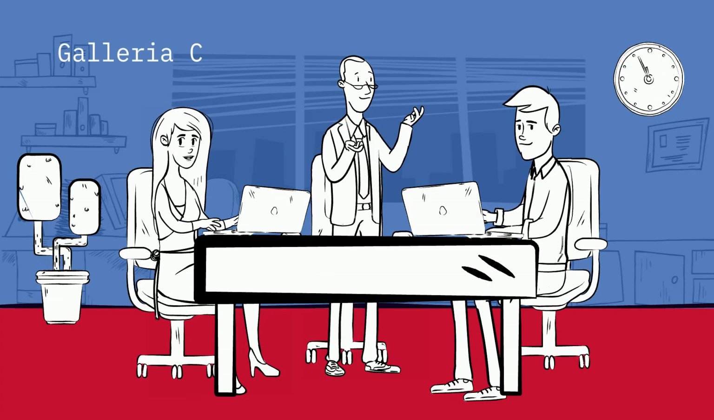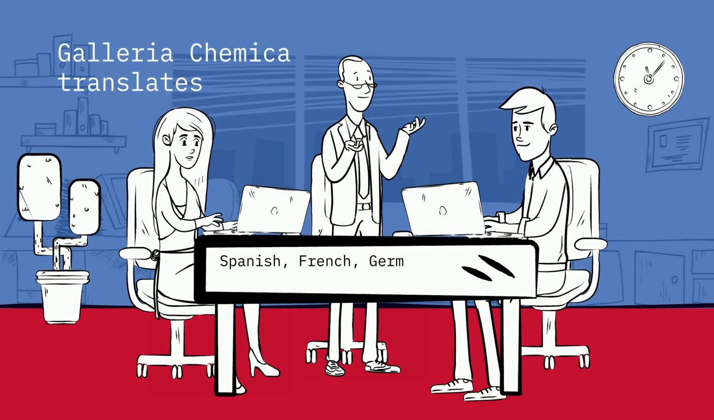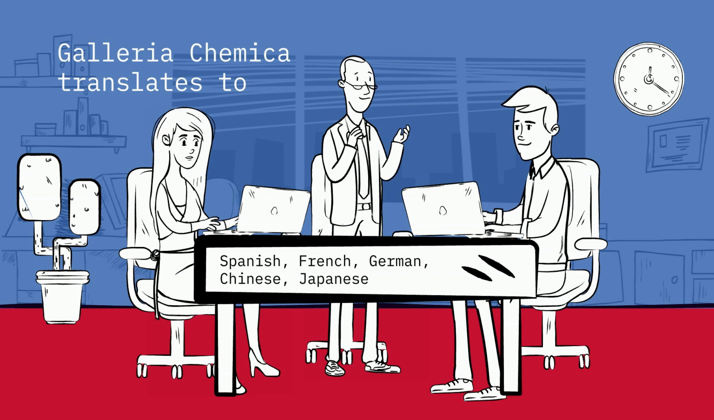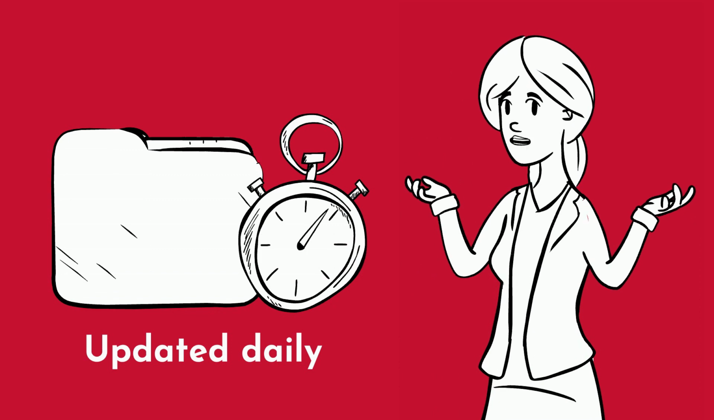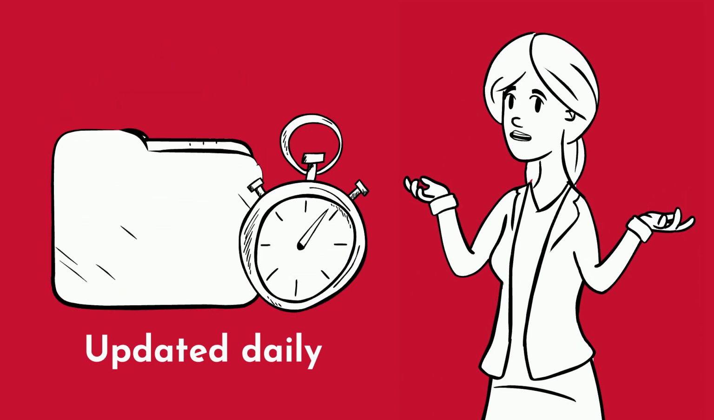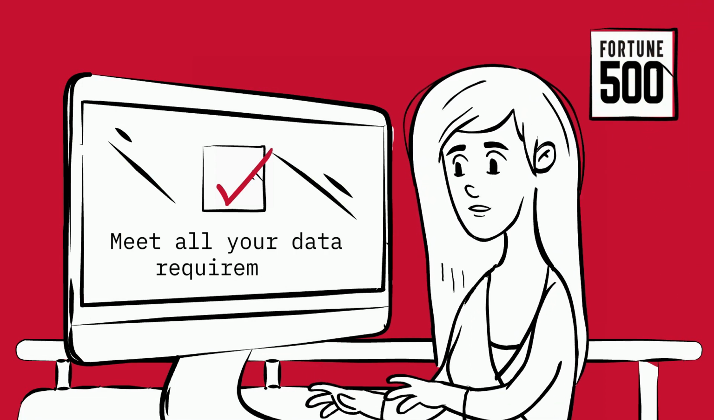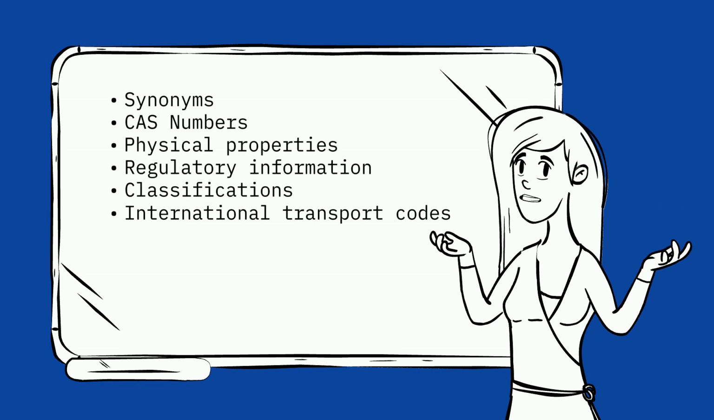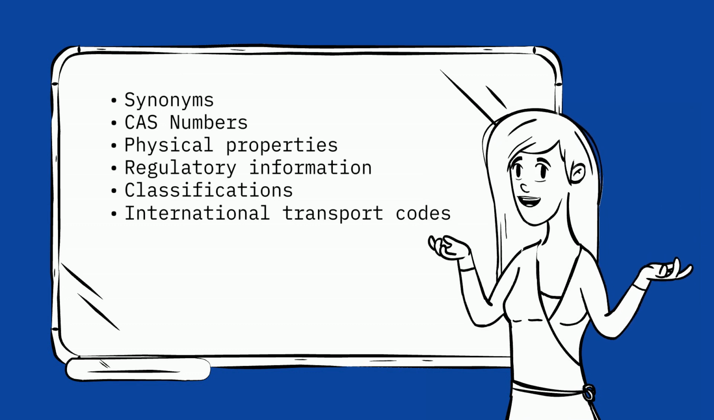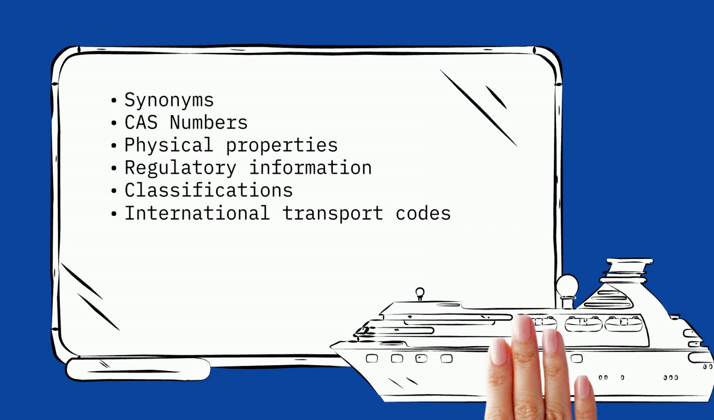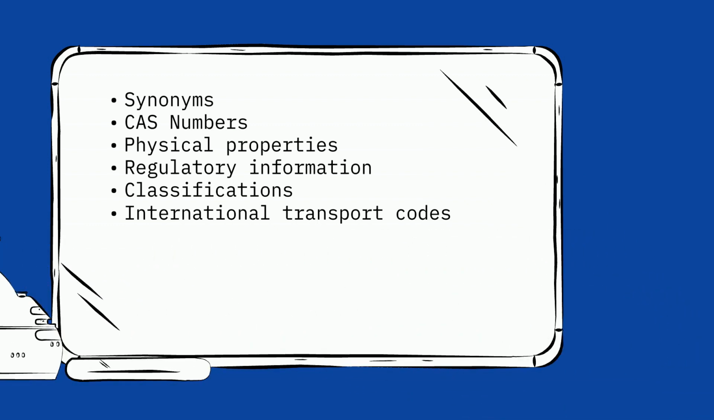Galleria translates to Spanish, French, German, Chinese, Japanese, and English. Galleria is updated daily. We understand the importance of accuracy. We meet the data requirements of Fortune 500 corporations with stringent quality control checks. Galleria links synonyms and CAS numbers to physical properties and regulatory information, including classifications and international transport codes.